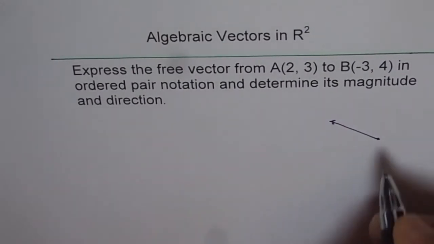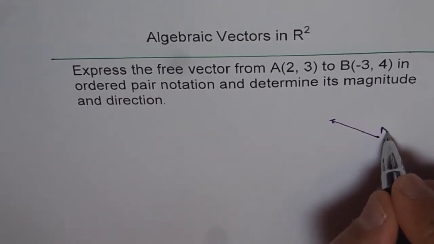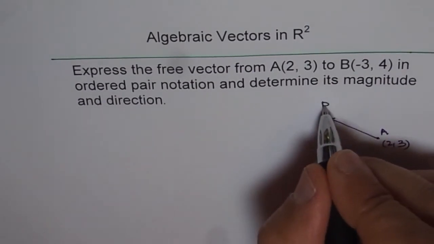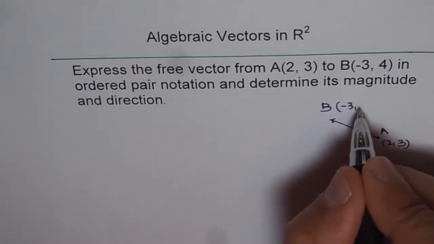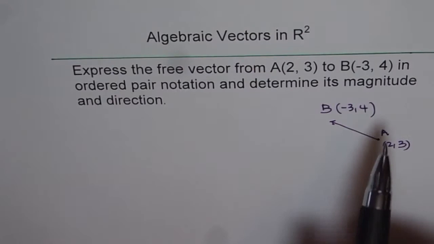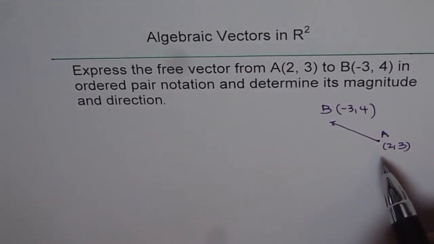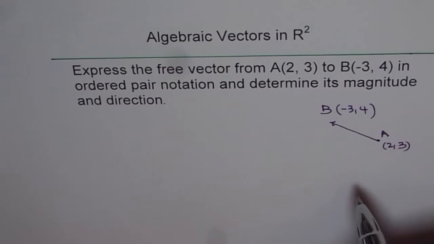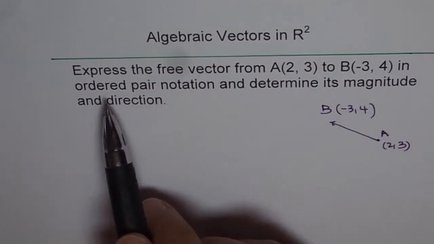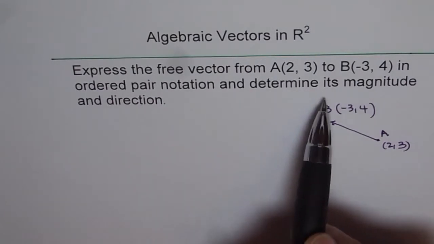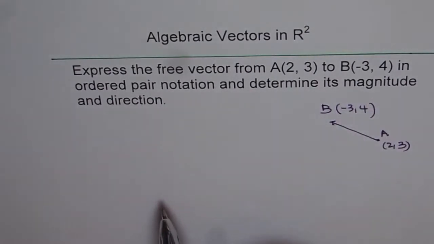So let's draw this vector here and say this is the point A, which is (2, 3), and this is the point B, which is (-3, 4). And what we need to find is, this is a free vector, since the tail is within a coordinate plane but not at the origin. Now, express the free vector in ordered pair notation and determine its magnitude and direction.